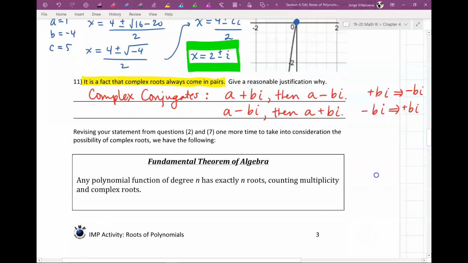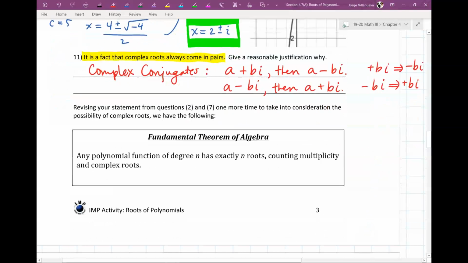So, revising what we learned now. Initially we said that the degree of the function equals the number of real roots. And then later on we said the degree of the function tells us how many roots we have total. Maybe they're real, maybe they're imaginary. We're not sure. And now that we've seen all this other stuff, let's revise our statement and create what's called the fundamental theorem of algebra.